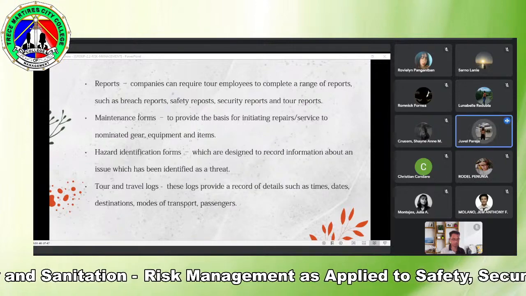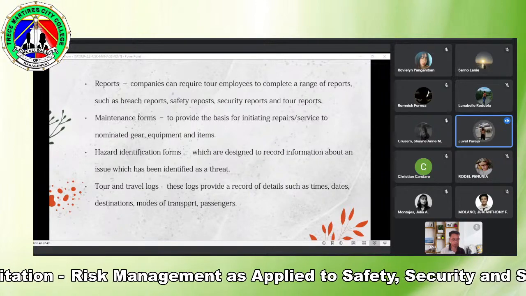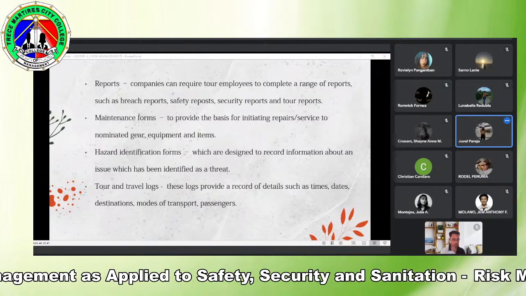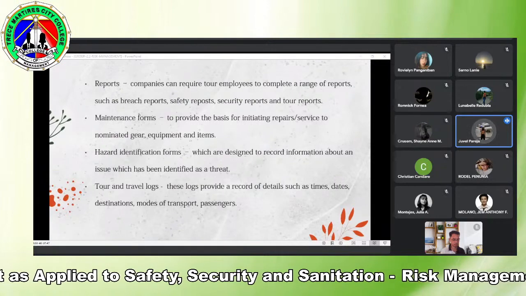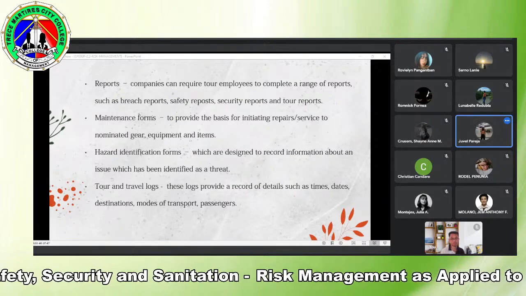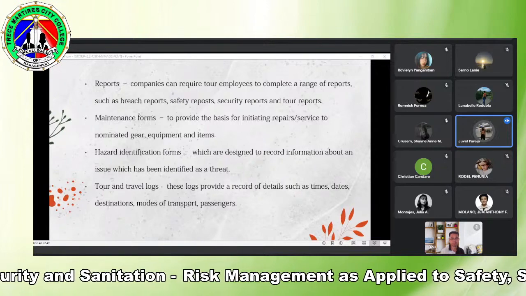Tour and travel logs. This contains all details about the trip po, and this can be used to monitor the guests, tourists, and customers. Yun lang po. Thank you po, sir.